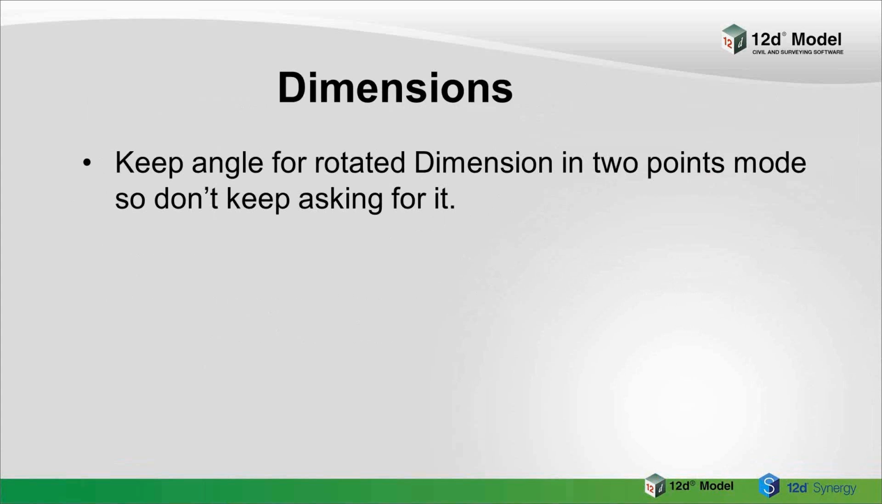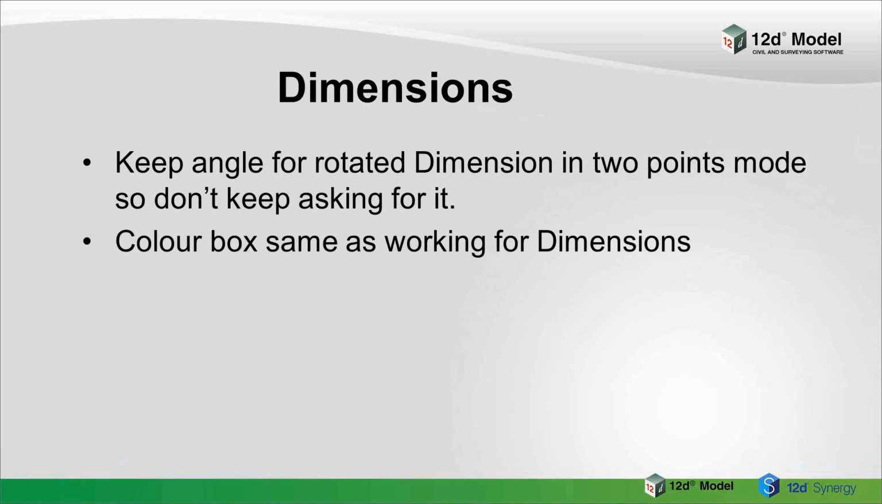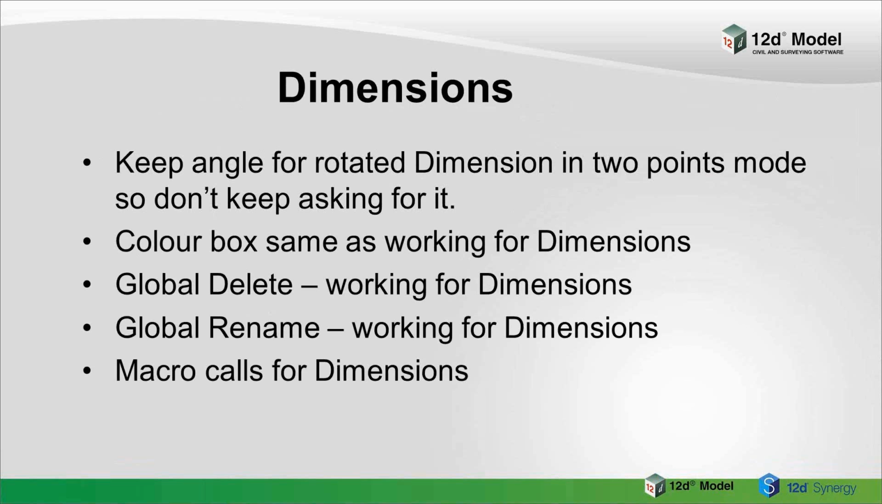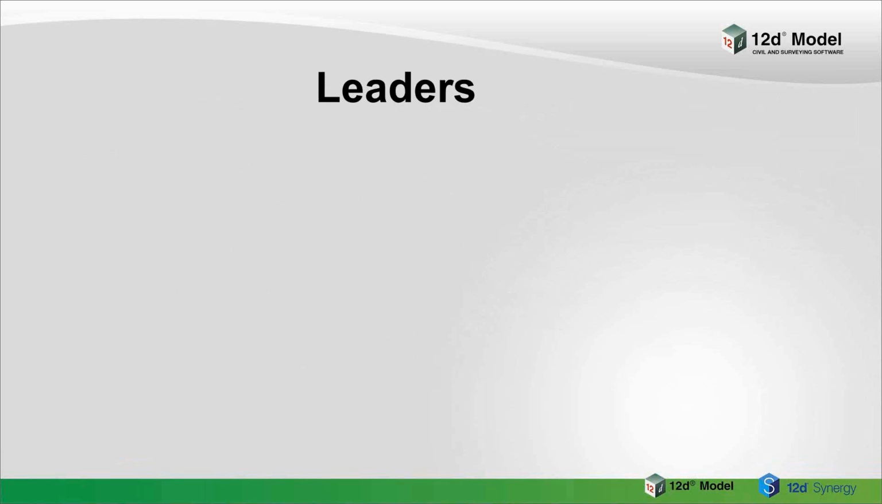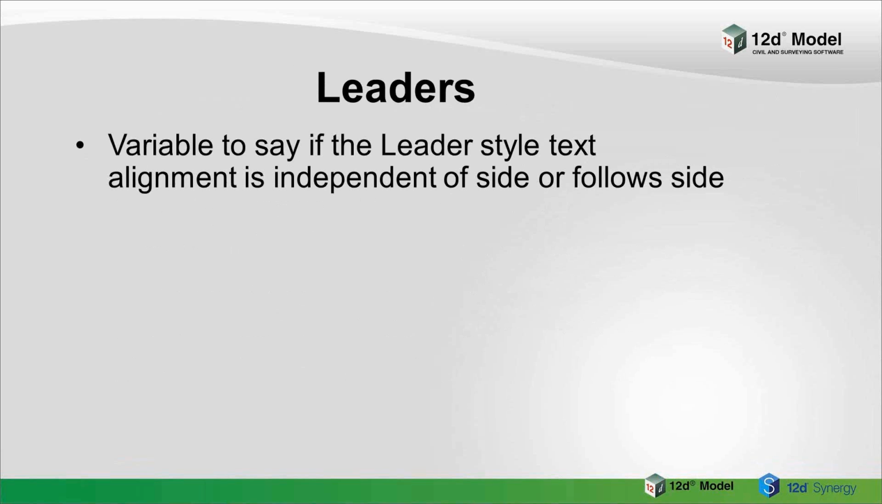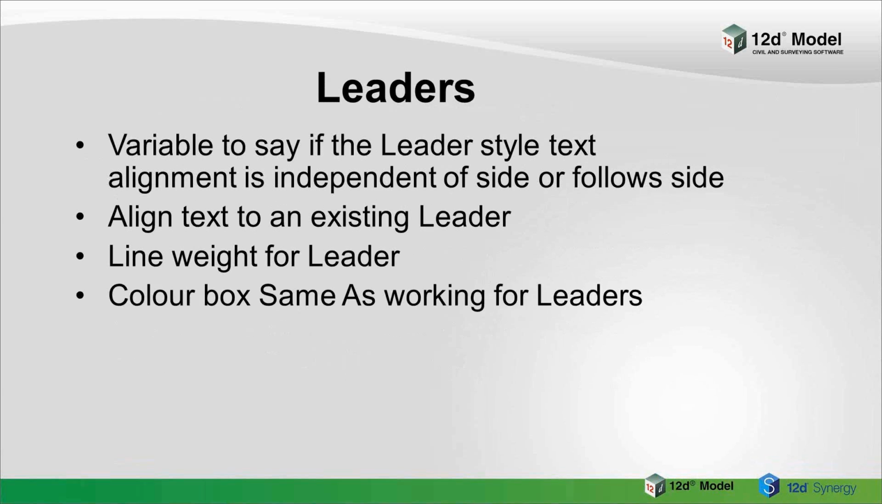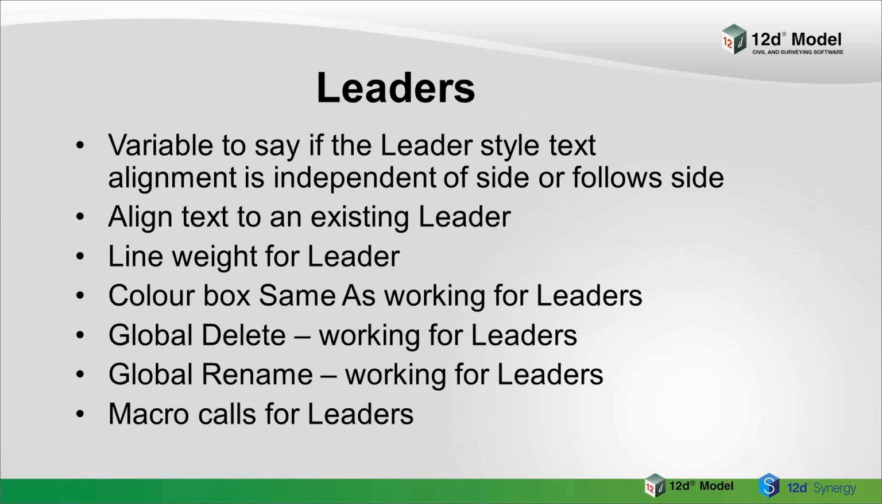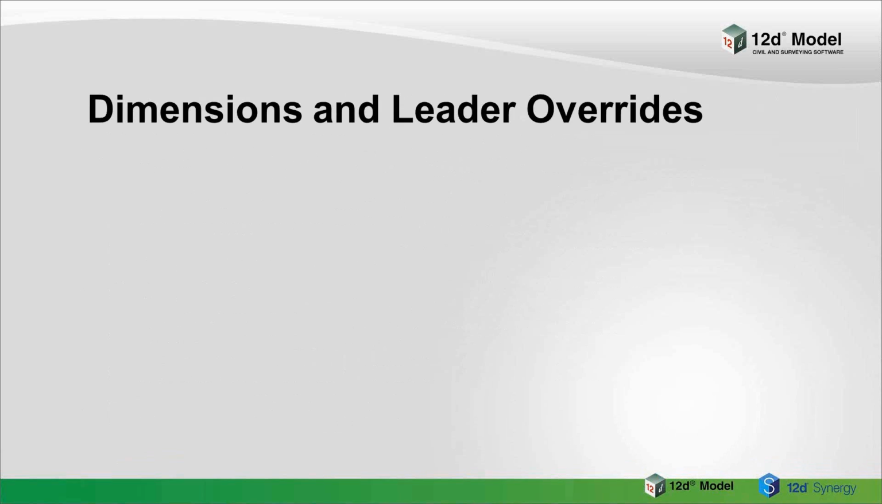With dimensions, again, they're in version 11. You can keep the angle when you're at 2.1, so you don't have to keep asking for it. Again, the colour box, same as works, global delete, global rename, and macro calls for dimensions. With leaders, similar sort of thing. There's variables to say whether it's how it's actually aligned. You can align it to existing leaders. You can have line weights. The colour box works same as global delete, global rename, and macro calls.